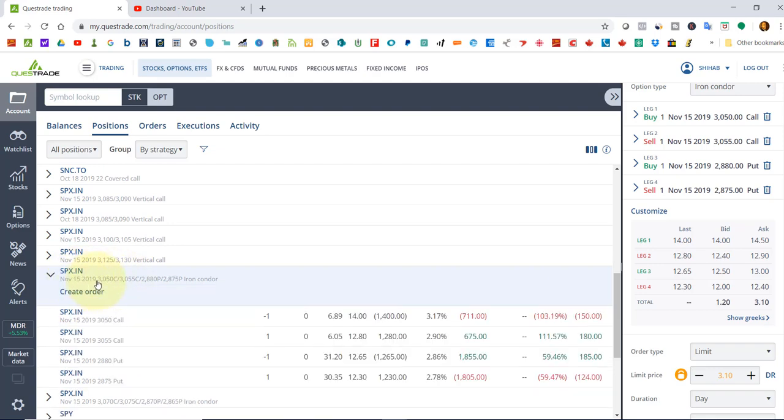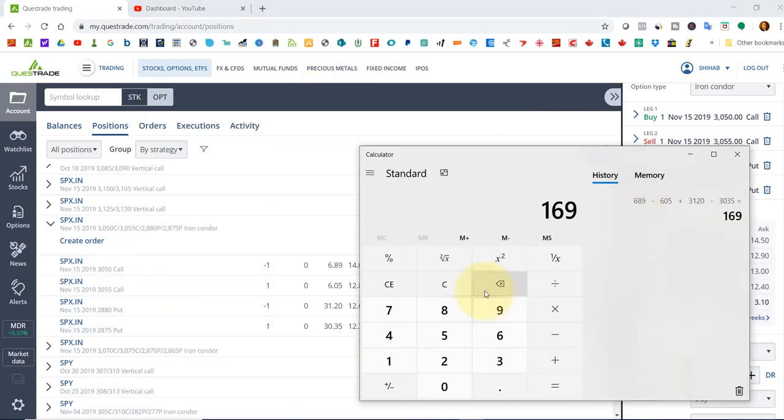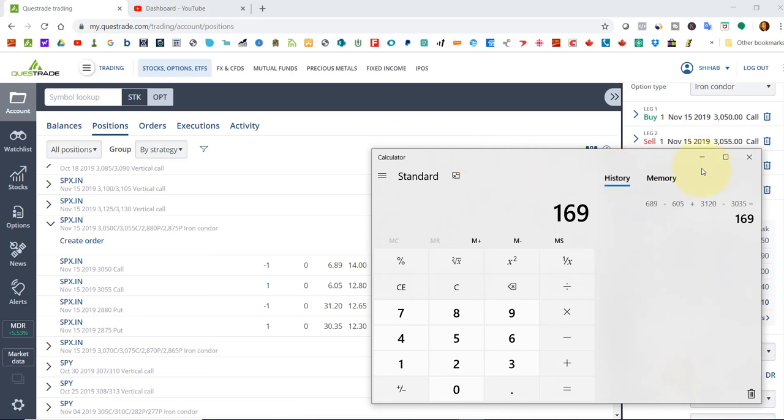purposes, expiring November 15. As you can see here, I've got the 3050 call that I'm selling and the 3055 call that I'm buying, and I've got the 2880 put that I'm selling and the 2875 put that I'm buying. So this is two credit spreads, so together it's an iron condor, and you can see the credit that I received. If I calculate it quickly, you can see that I collected $169 for this iron condor.